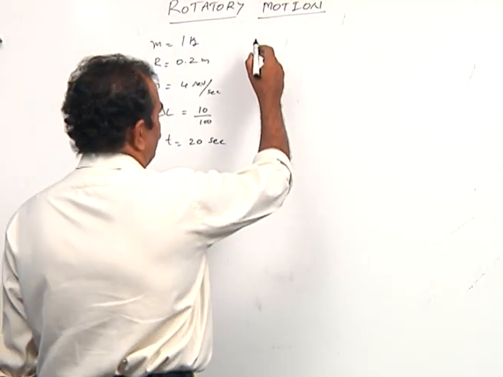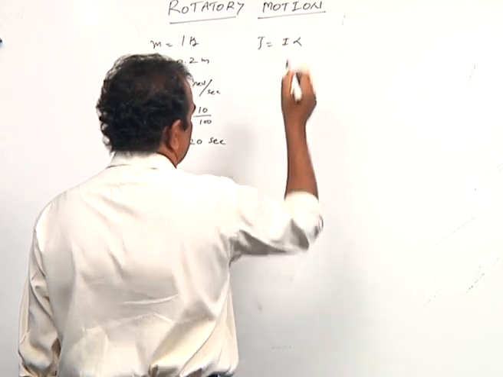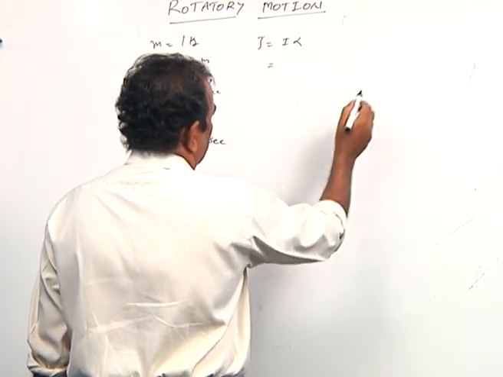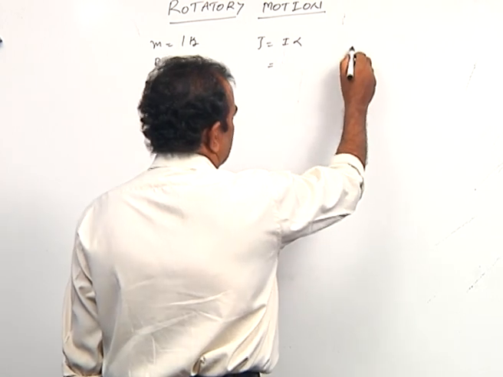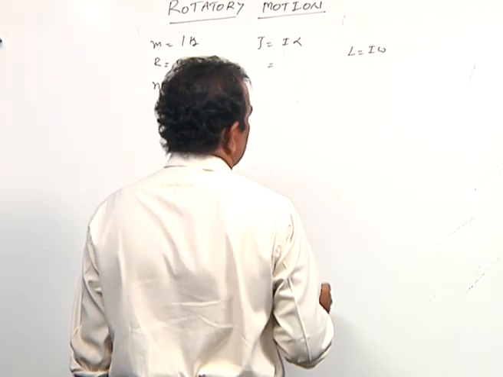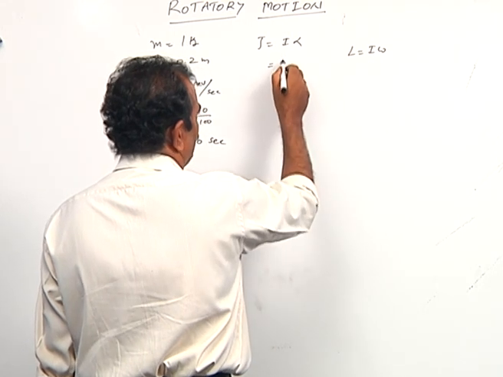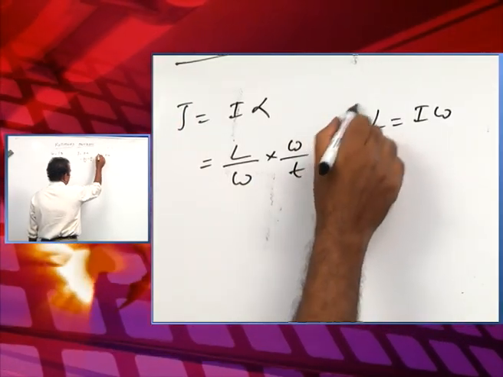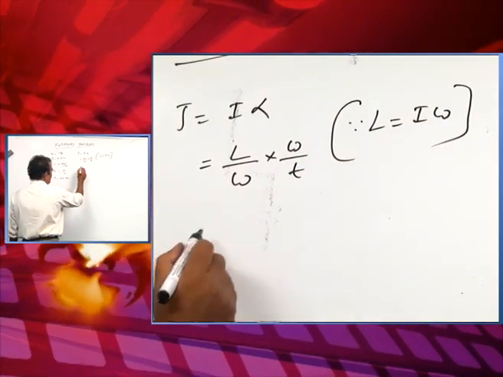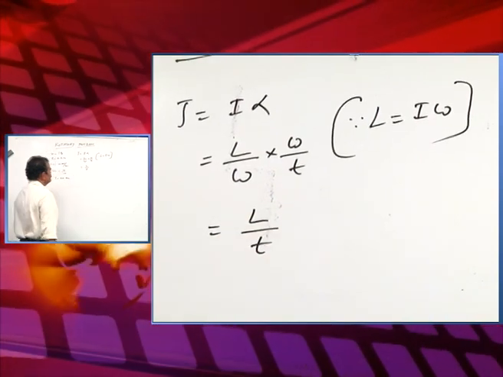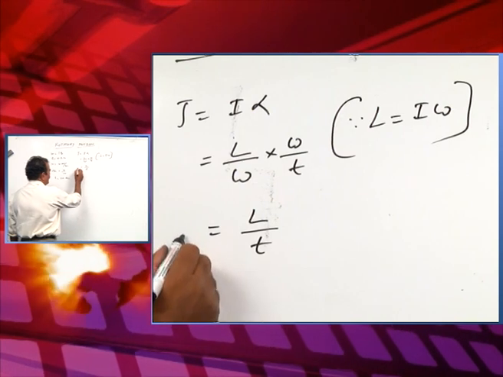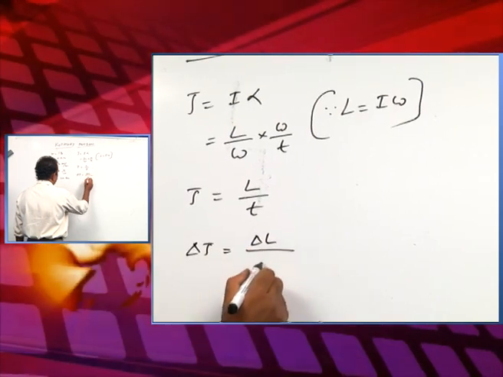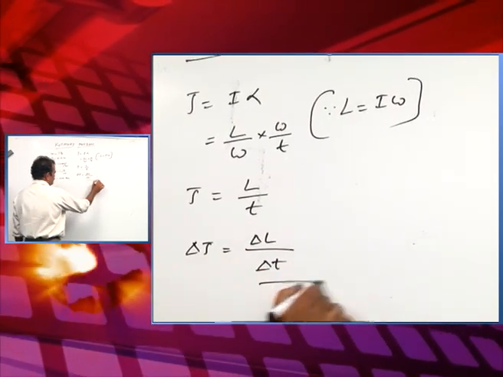First we have to frame one formula. Torque is equal to I alpha, and we already know that L is equal to I omega. In place of I, L by omega is to be taken, and alpha is equal to omega by t, so it becomes L by t. Torque is equal to L by t, and when taken as a change, torque is equal to delta L by delta t. This is the formula.